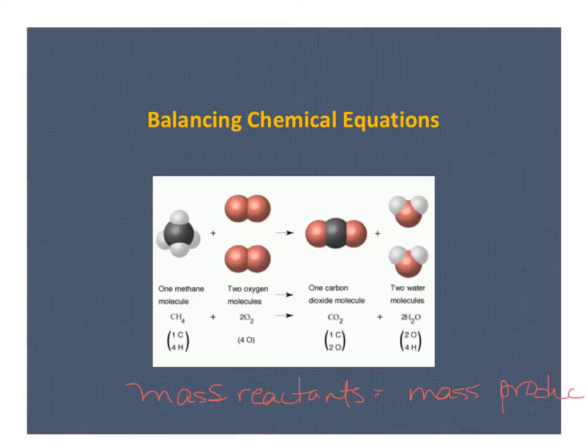So because of the law of conservation of mass, all of the atoms that appear on the reactant side of an equation must also appear on the product side. Now, of course, they're going to be joined together in different ways, but if you count individual atoms, they should be the same on both sides.